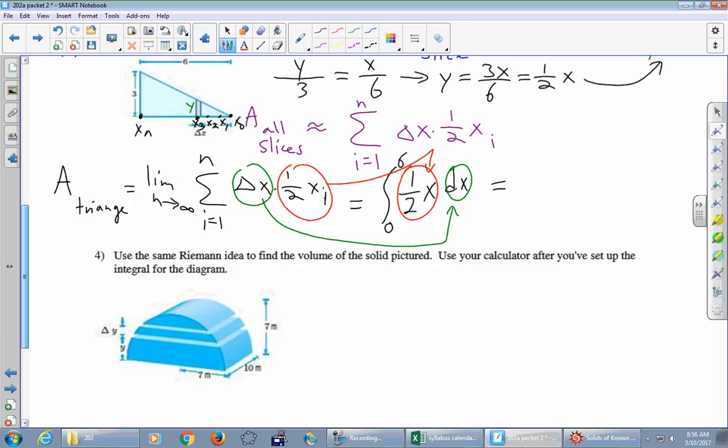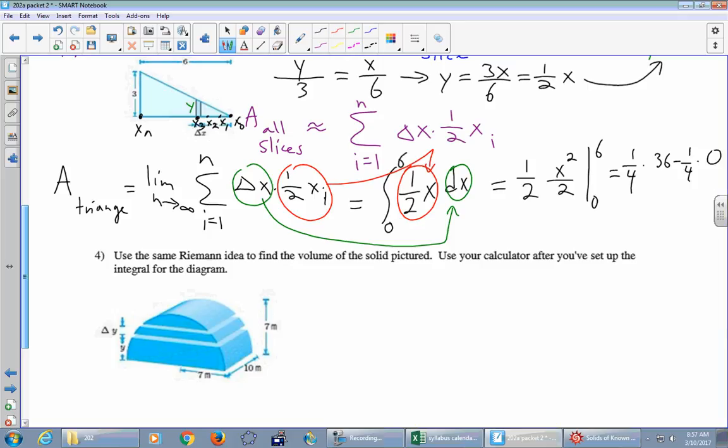Okay, and now we finish. We're at the antiderivative step. This one happens to be really easy. 1/2 can get factored out. The antiderivative of x is x squared over 2, going between 0 and 6. It is going to be a 1/4. When we plug in 6, we get 36. When we plug in 0, we get 0. Nine. So what's the area of the triangle?